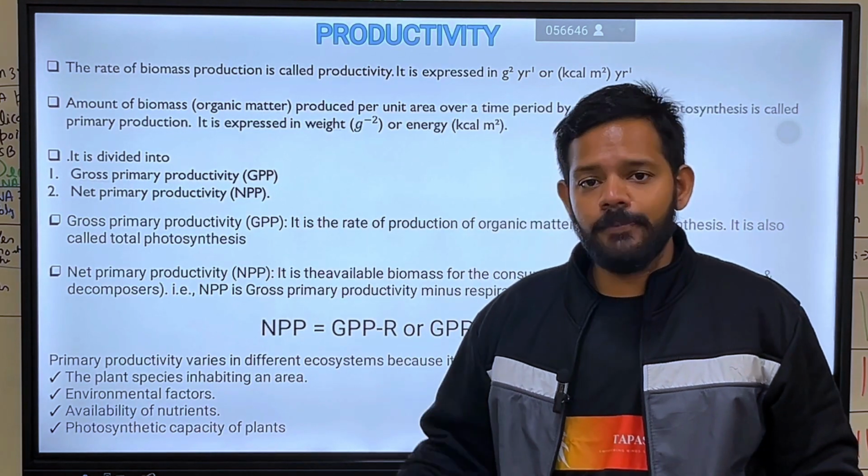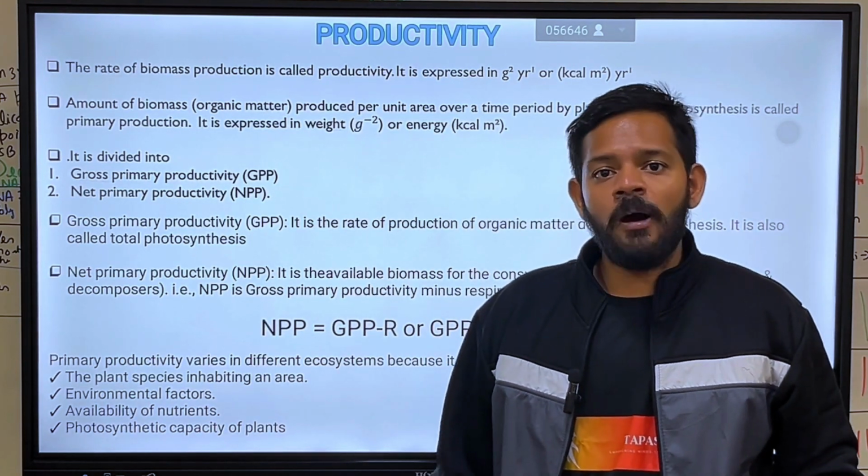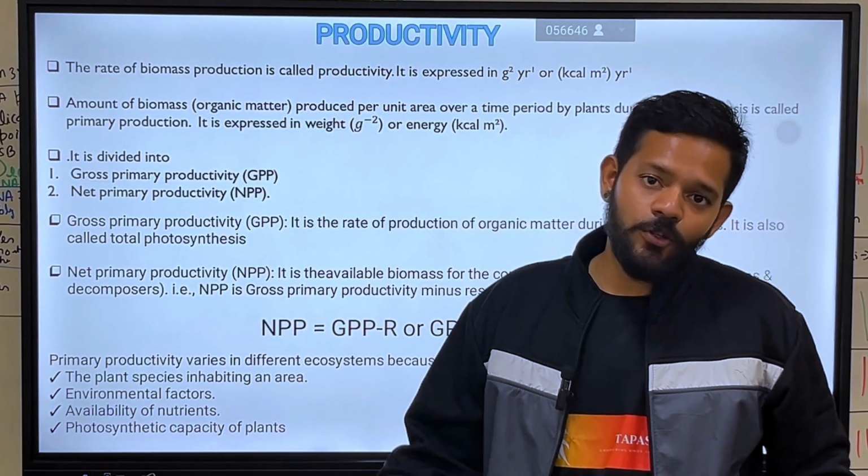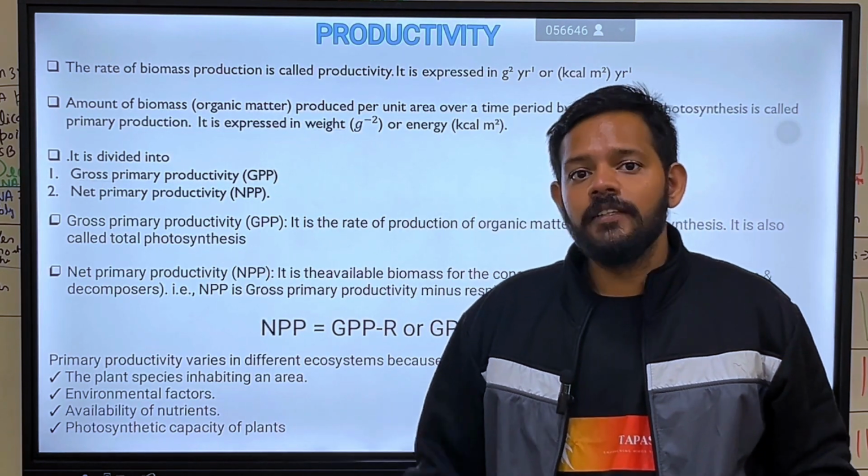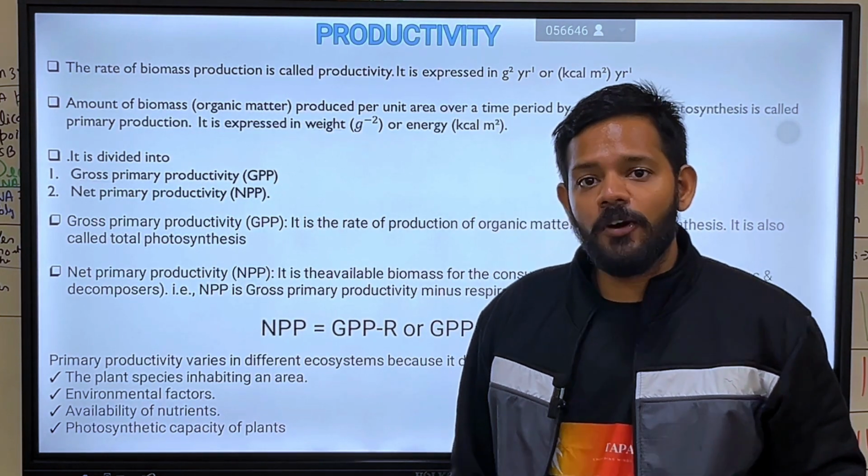Sunlight is what the plant uses to do photosynthesis. The more sunlight there is, the more photosynthesis, and then the more productivity. So the environment also affects productivity.